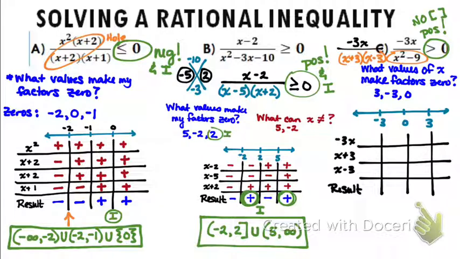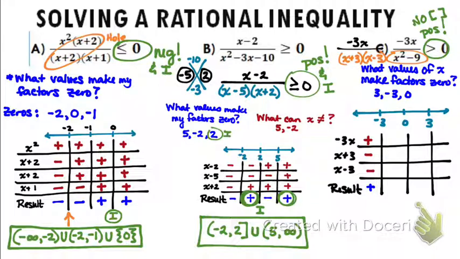Test value that is less than -3. -4. If I substitute -4 in right here, I get what kind of result? Positive. -4, negative, and negative. For an overall result, that would be what? Positive. Positive. In between -3 and 0.